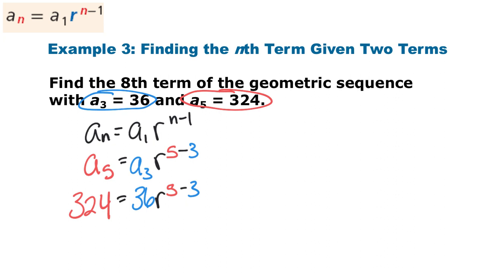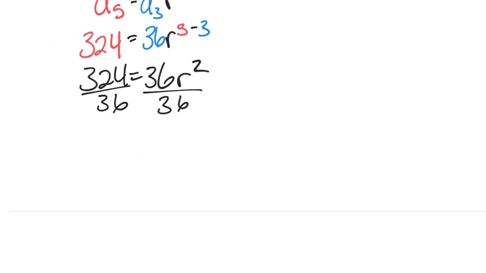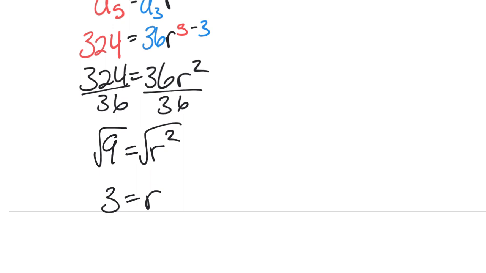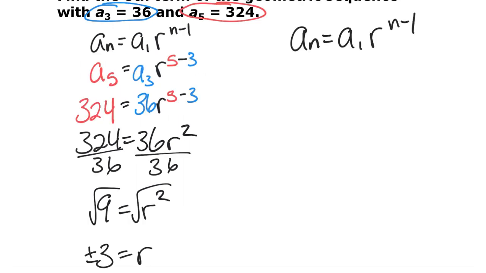I'm going to rewrite this and then work to get r by itself. Here I'm going to simplify that exponent to just be 2. I'm going to divide both sides by 36. And I end up here with r squared equaling 9, which means I'm going to take the square root of both sides. So I'm just going to get r to be 3, but it is going to be plus or minus 3. Now I have to try to figure out my first term, but I do have to take into account that r can be either positive or negative 3.